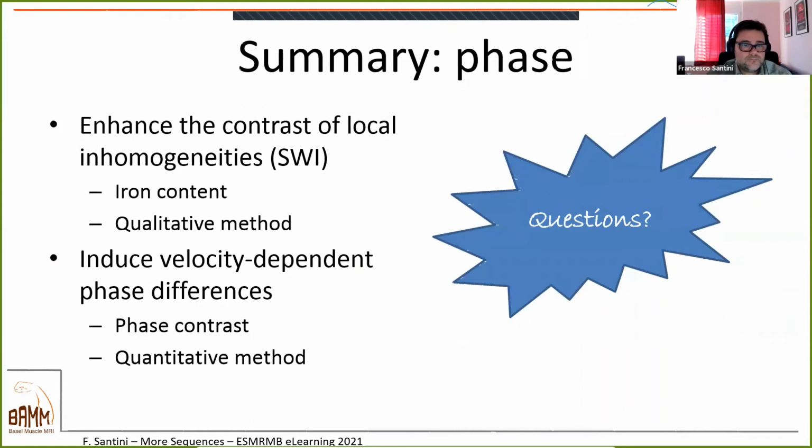Okay, so the phase contains very important information. On the one hand, we can enhance the contrast of local inhomogeneities. You will see this in a separate module. Or we can use it to visualize velocity-dependent phase differences, which is already a quantitative method, which is called phase contrast. So we can directly measure, not just know that there is something moving, but we can also know exactly the velocity at which it's moving.